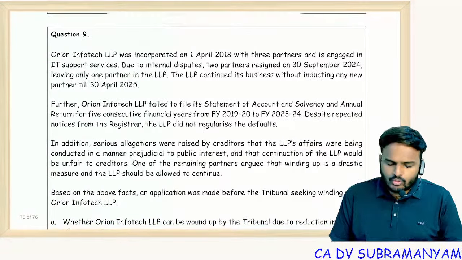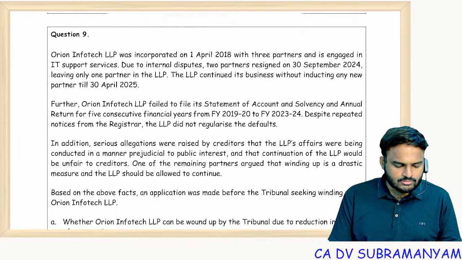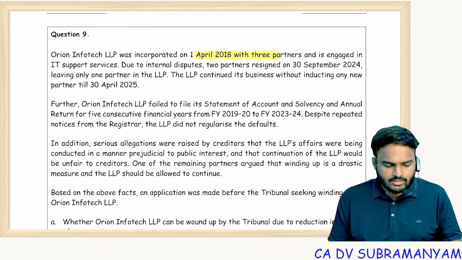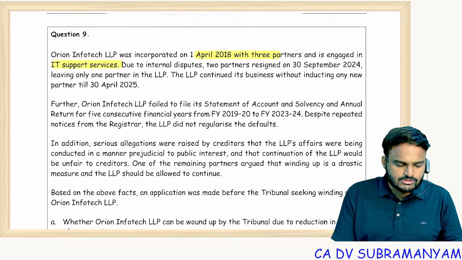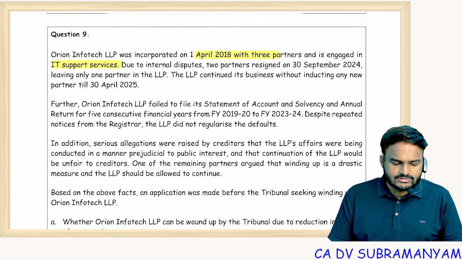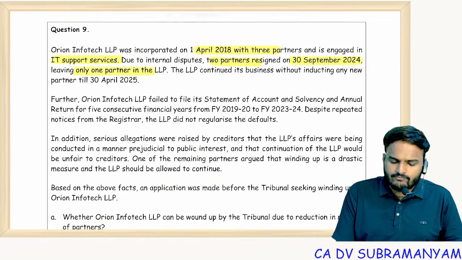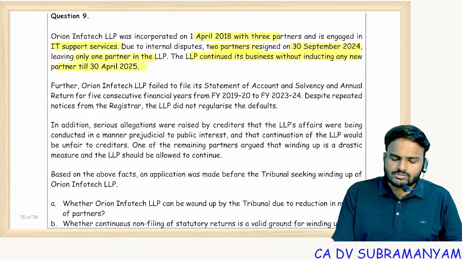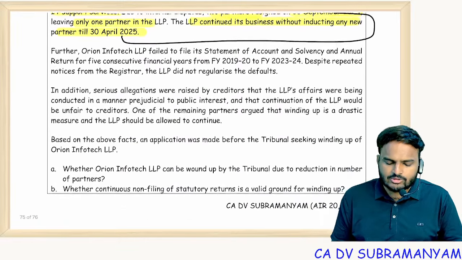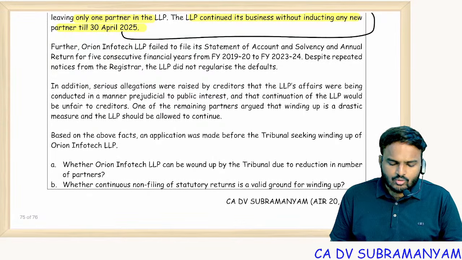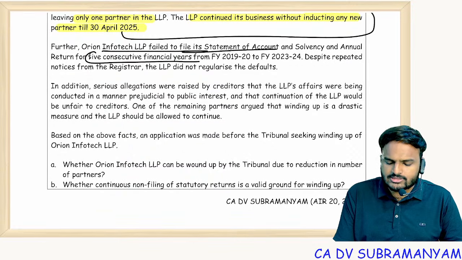Last question. Orion Infotech LLP was incorporated on 1st April 2018 with 3 partners and is engaged in IT support services. Due to internal disputes, 2 partners resigned on 30th September 2024, leaving only 1 partner. LLP continued its business without introducing partners till 30th April 25. So 6 months, not 6 months, 7 months over, LLP is doing business with only 1 partner. Further, Orion Infotech LLP failed to file its statement of accounts and solvency and annual returns for 5 consecutive financial years from 2019-20 to 23-24. 5 years non-filing of the returns.